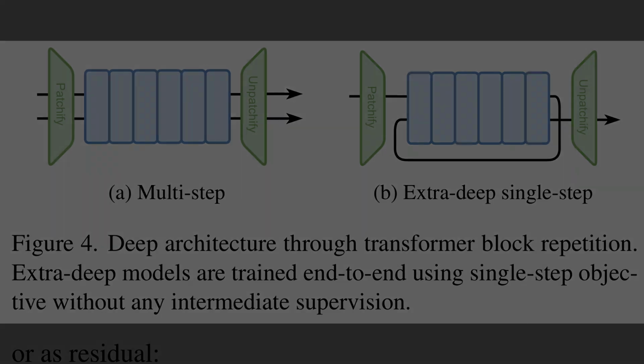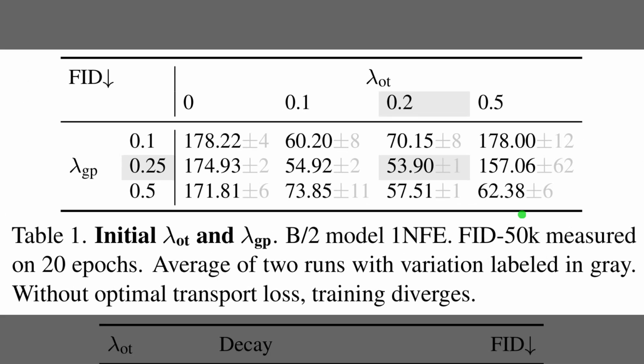This repetition creates a much deeper effective model, so high-quality images still come from a single generation step without any intermediate supervision. So Table 1 tests how the initial optimal transport weight lambda OT and the gradient penalty lambda GP affect image quality, measured by Fréchet inception distance. The left column with lambda OT equal to 0 gives very high scores around 170, which means training effectively collapses. The best region is highlighted in gray, where lambda OT is about 0.2 and lambda GP is about 0.25, giving a Fréchet inception distance near 54. This grid therefore shows that a moderate optimal transport weight is essential for stable and strong adversarial flow training.